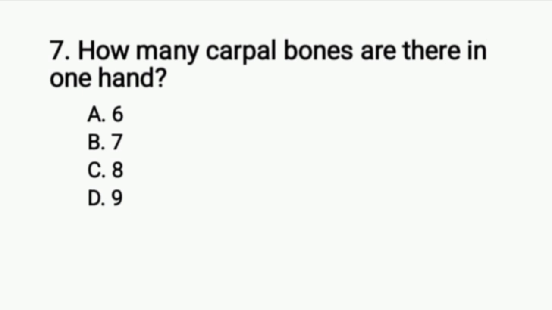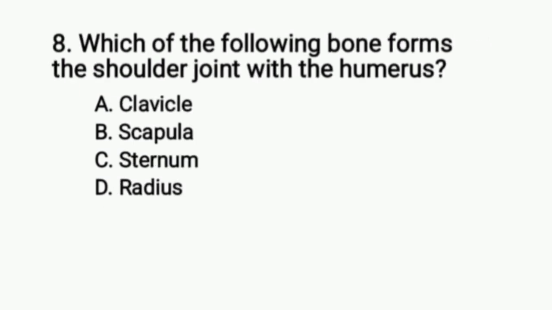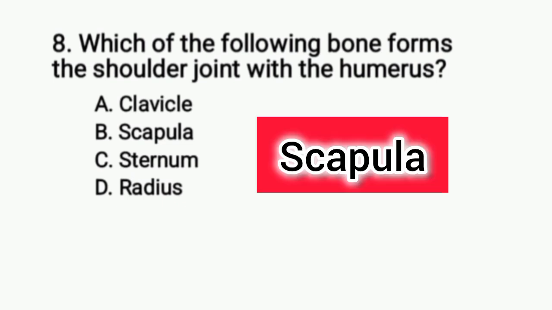How many carpal bones are there in one hand? The correct answer is option number C, 8. Which of the following bones form the shoulder joint with the humerus? The correct answer is option number C, scapula.